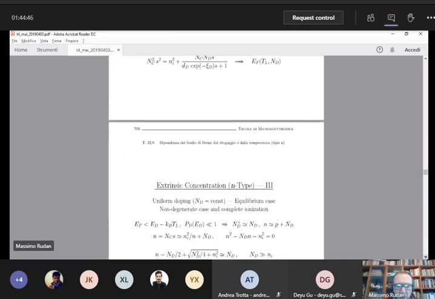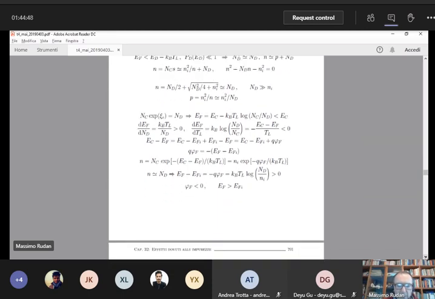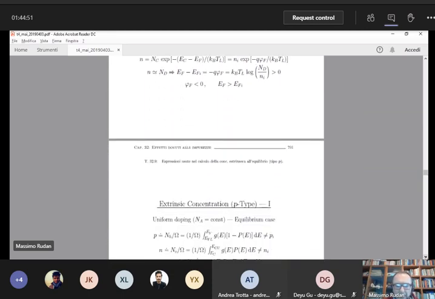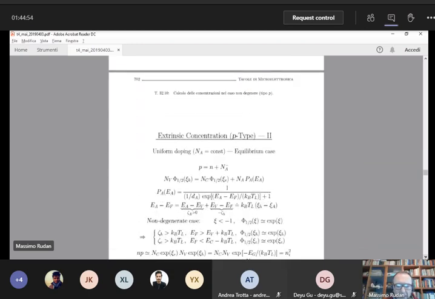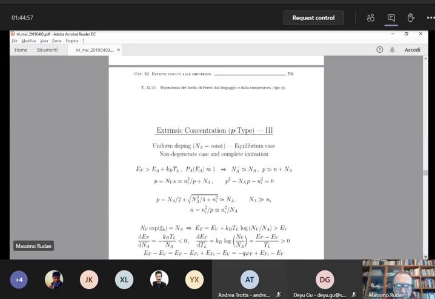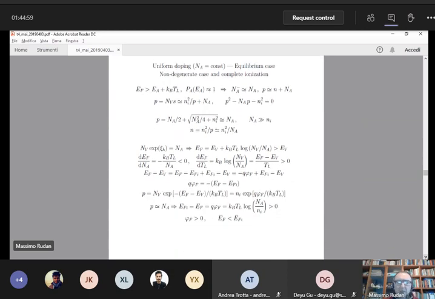If the approximation of non-degeneracy and complete ionization is applicable, the analysis of the dependence of the Fermi level on temperature and dopant concentration can be done analytically as before. So for p-type doping, you find that the derivative of EF with respect to Na is negative. In fact, EF goes downwards. The derivative of EF with respect to T is positive. Okay.